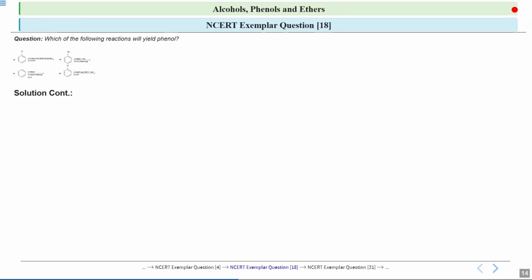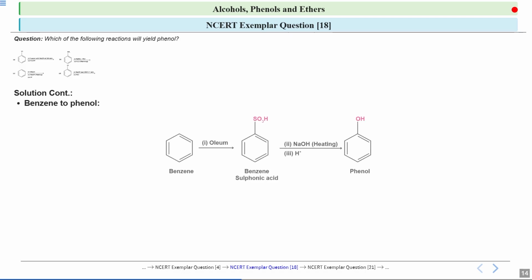Now let us check the C option. This is benzene to phenol. Now what is happening in this reaction? Initially your reactant is benzene and the final product which you are getting is phenol. So what is happening in this reaction: when this benzene interacts with oleum, it forms benzene sulfonic acid.